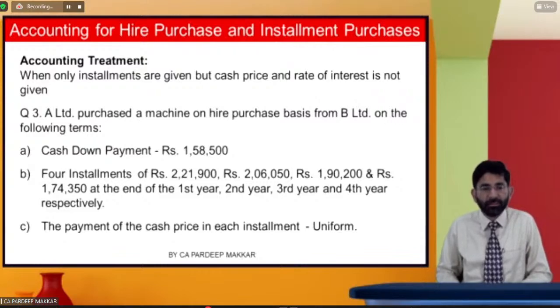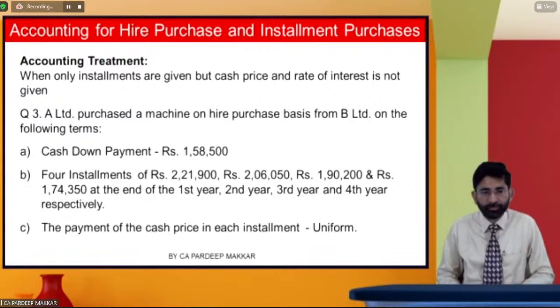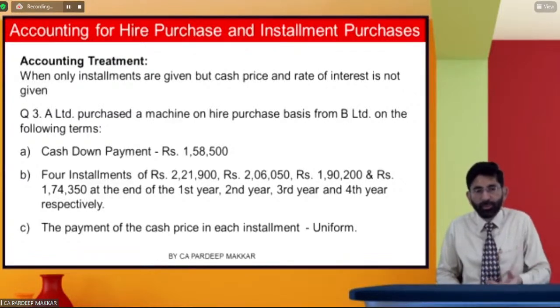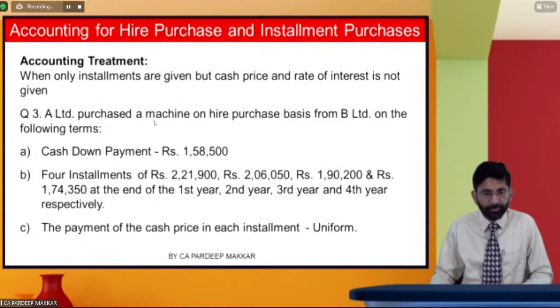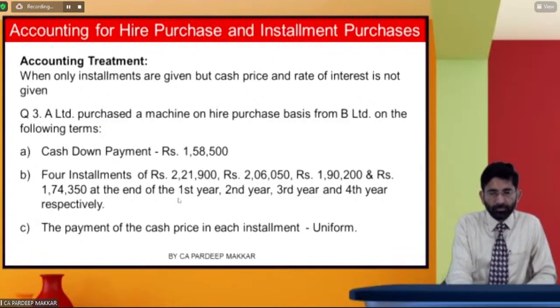Down payment is given to you. HP price of installments are given to you, but cash price is not given to you. One important thing is there. Cash price in each installment is uniform. You may take a screenshot so that I can proceed to the next, or you may note it down. Cash price is this. Installments are these: first, second, third, fourth. Assume you have noted it down.